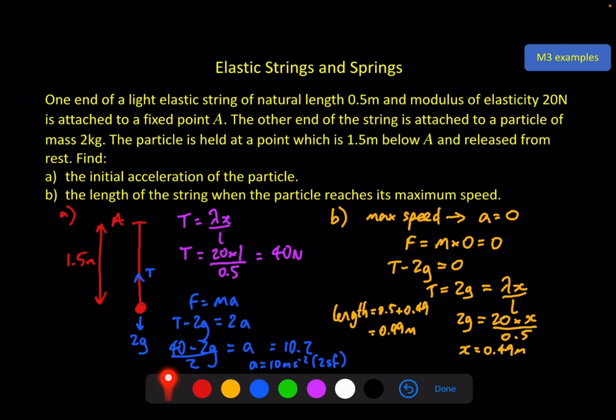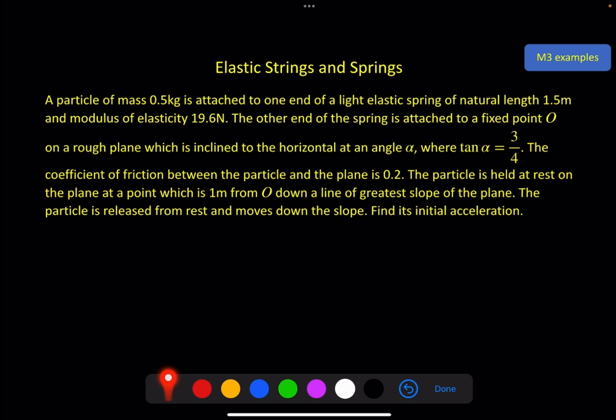Second and final example. A particle of mass 0.5 kilograms is attached to one end of a light elastic spring of natural length 1.5 and modulus of elasticity this. The other end of the spring is attached to a fixed point O on a rough plane, which is inclined to the horizontal at an angle alpha, where tan alpha is 3 over 4.